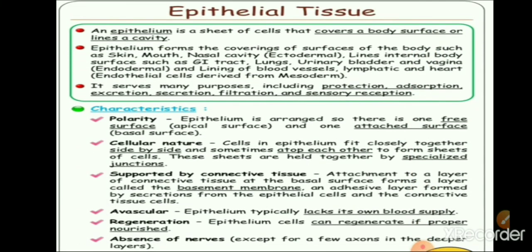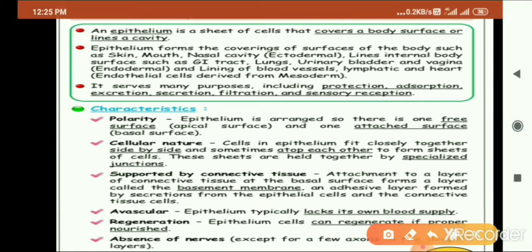Then we have epithelial tissues. So let us study about epithelial tissue. An epithelium is a sheet of cells that covers the body surface. The body surface includes skin, mouth and nasal cavity, that is ectodermal, and the lining of the internal body organs, that is the gastrointestinal tract, the lungs, the urinary bladder and the vagina. It may be mesodermal in origin. The functions performed by this epithelial tissue: it is a protective tissue. It helps in absorption, secretion and excretion, filtration and various sensory reception.